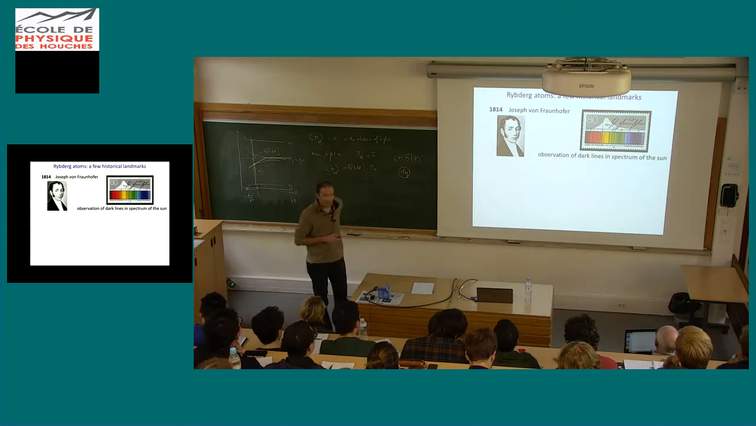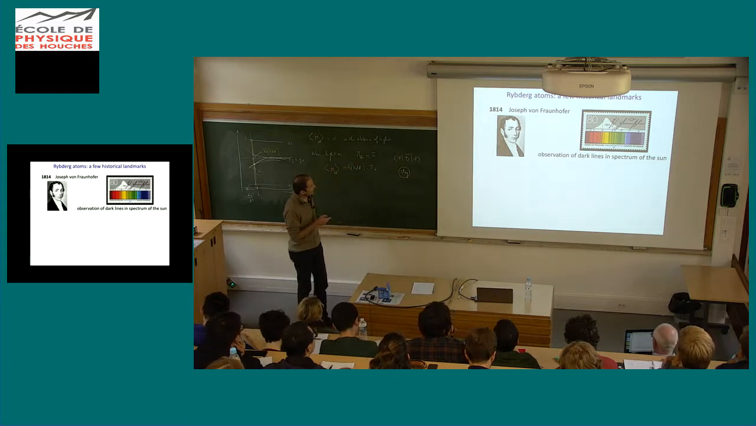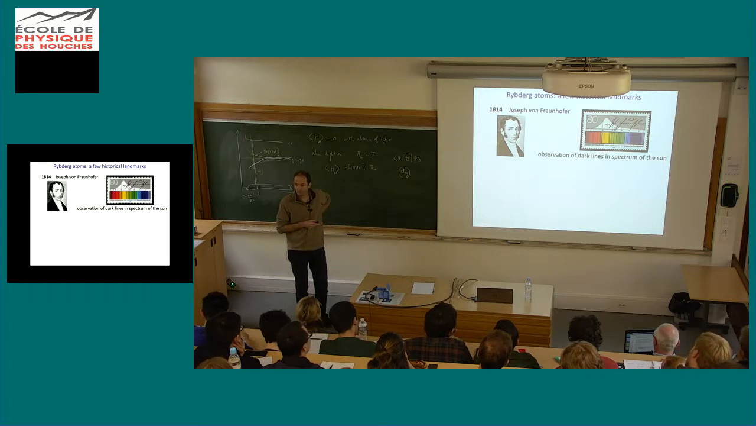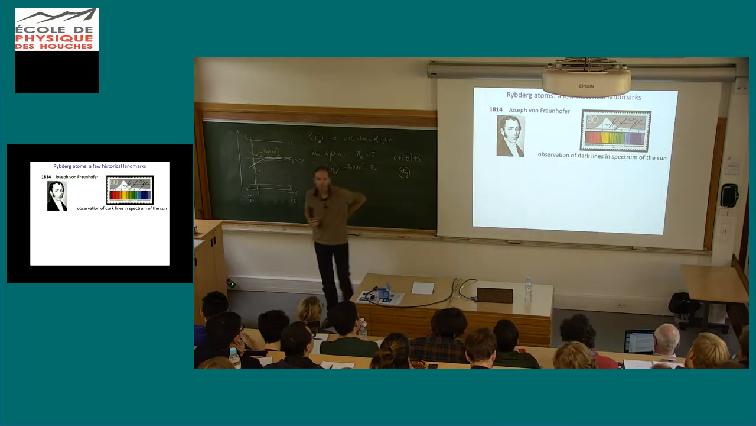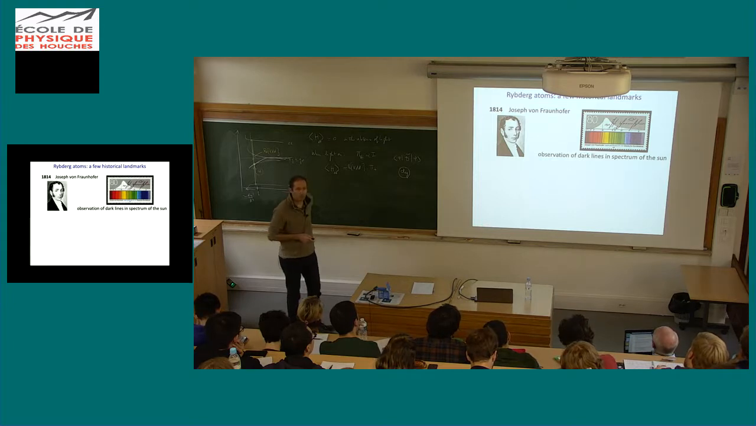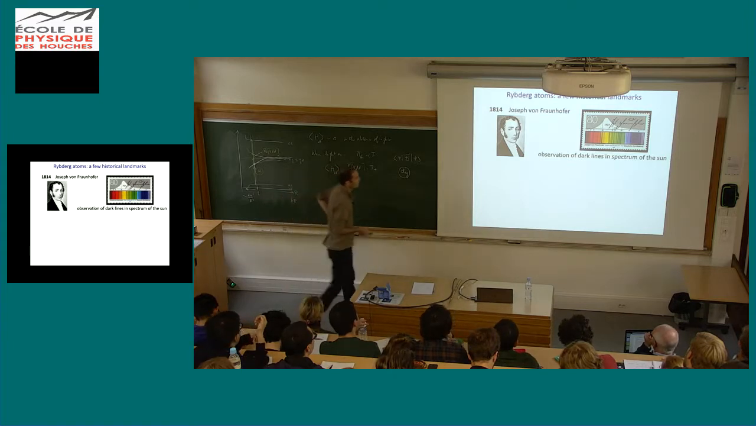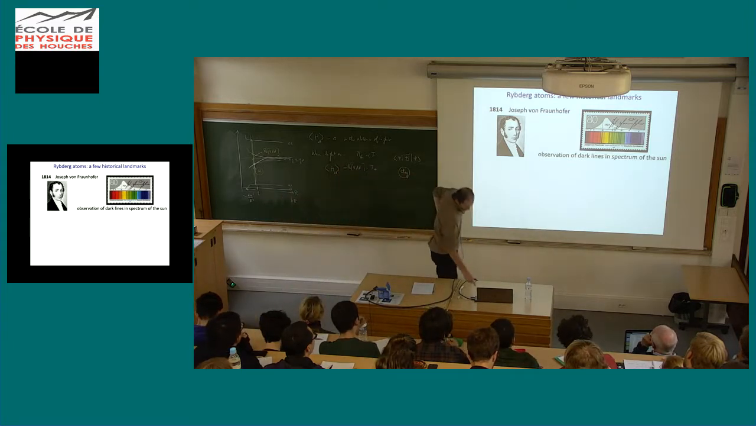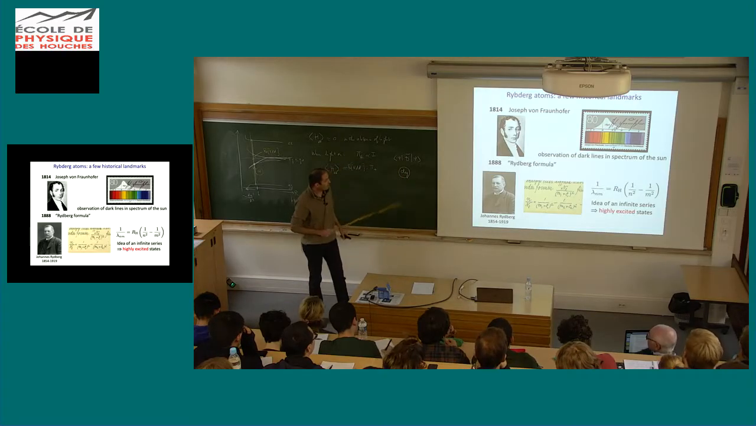So the Rydberg atoms actually appear, obviously not yet known as Rydberg atoms, kind of at the end of Napoleon's era, in 1814, from Joseph Fraunhofer, from the Fraunhofer diffraction. So what the guy said is that he observed dark lines in the spectrum of the sun. Okay, and actually he measured a kind of infinite series of those dark lines. At the time no one really knew what that was, and so it took a few more years until Rydberg did some more spectroscopy and came out with what is called the Rydberg formula.